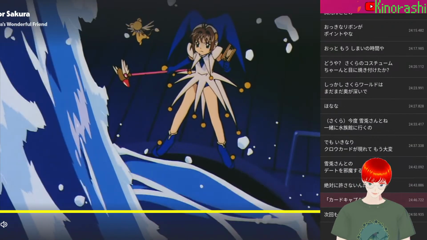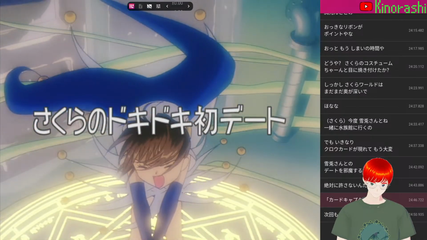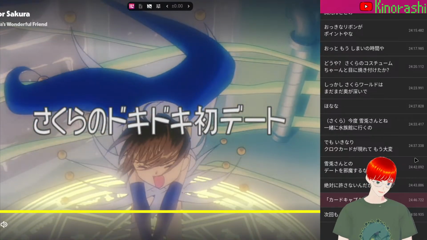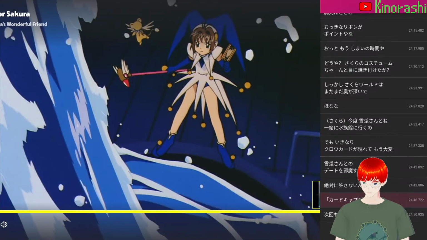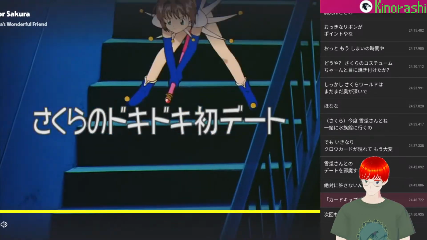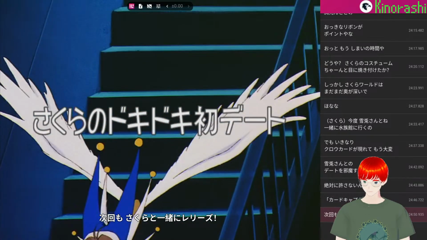Card Captor Sakura. Sakura no Doki Doki Hatsu Deito. Sakura no Doki Doki. How did she say it? Sakura no Doki Doki Hatsu Deito. Hatsu Deito. Okay. Hatsu Deito.